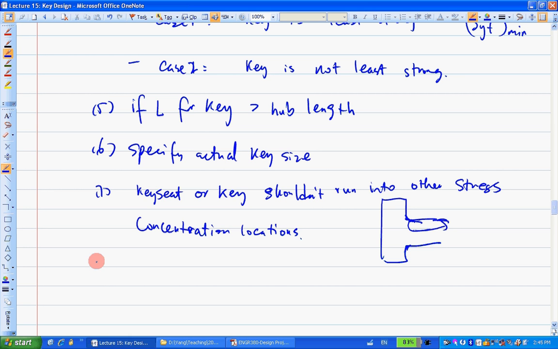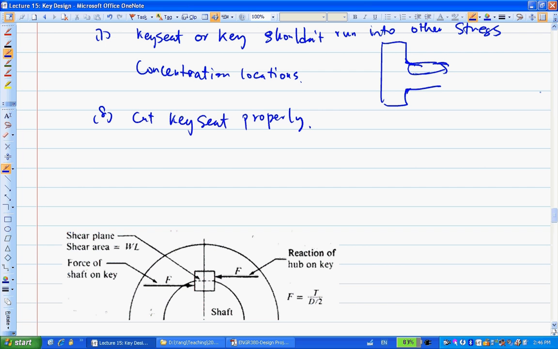And the last step is to use your CAD software to cut the key seat properly. That actually sounds like a simple problem, but it has to be cut properly. So I'll show you what the dimension is and how you would be able to cut properly. So cut the key seat, or dimension the key seat, properly, meaning the dimension has to be accurate. Okay, so let's look at the actual design process.